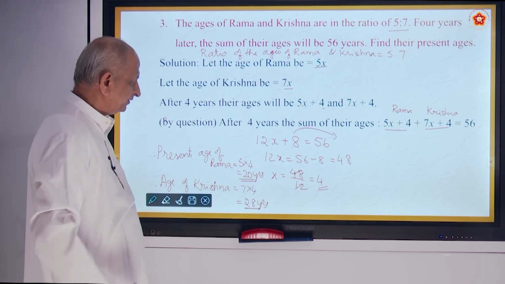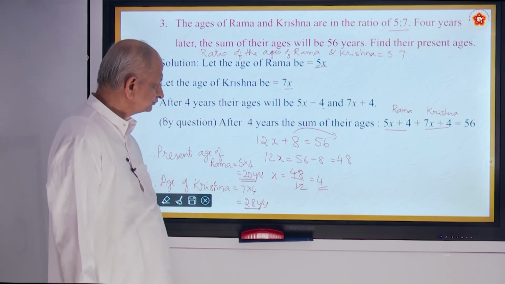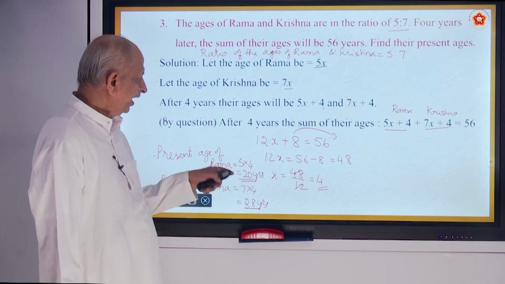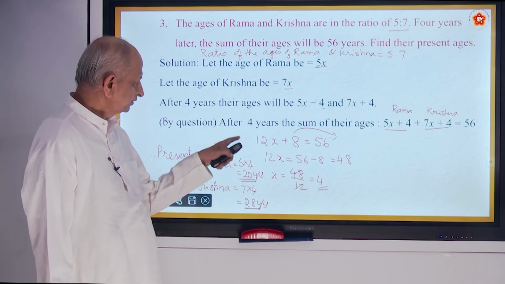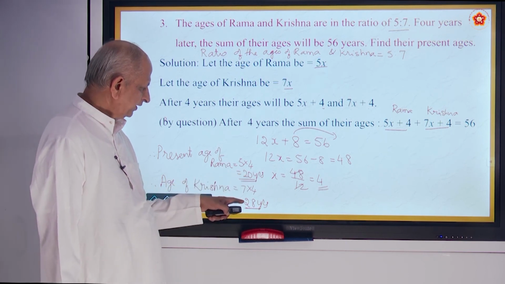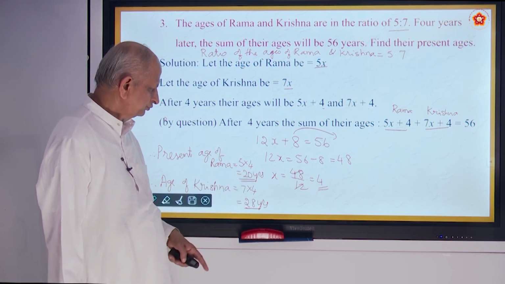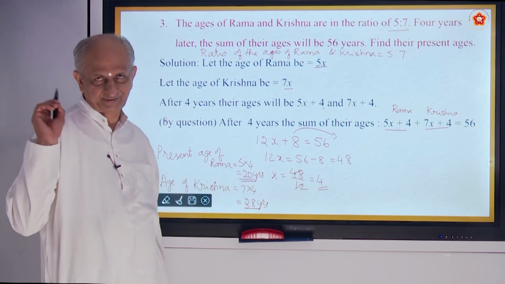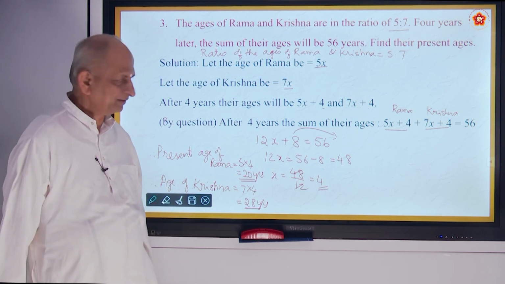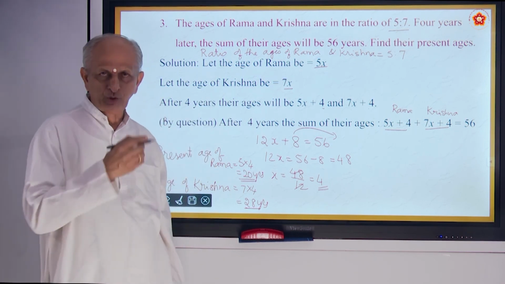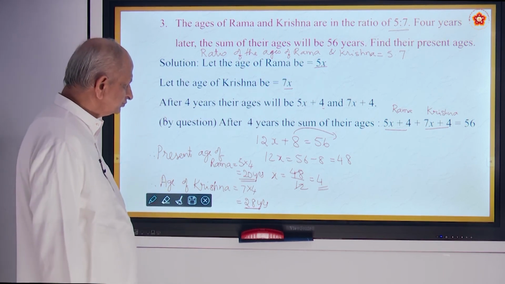Now how do you verify it? Verification is: after 4 years, 20 plus 4 becomes 24, 28 plus 4 becomes 32, and 32 plus 24 becomes 56. That is all the verification. So, 3 marks question, note the steps correctly.